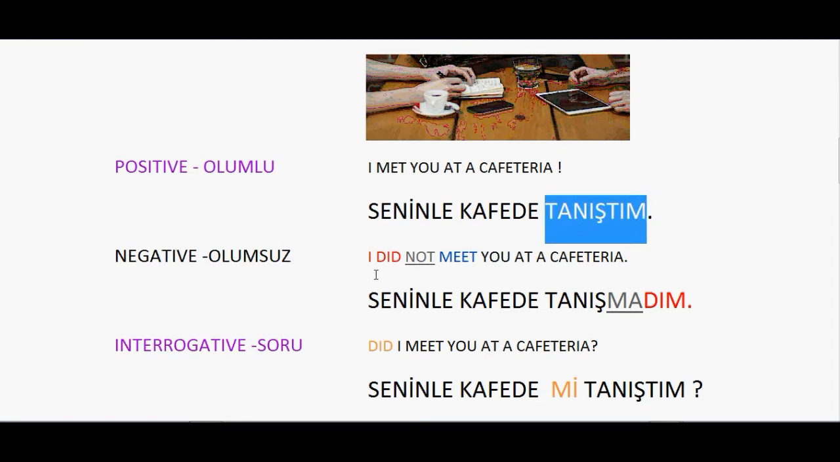So the negative form here is I did not. Here, not is the negative word, and in Turkish we say for this ma, which comes after verbs. Okay guys, after the base form of the verb we use the negative form, which is ma in this example. Tanışmadım, which means I didn't meet. Okay guys, seninle kafede tanışmadım.